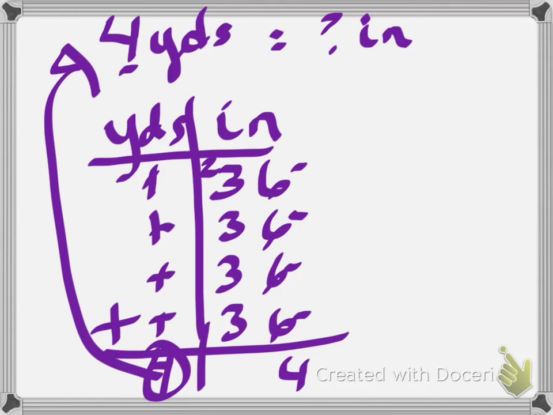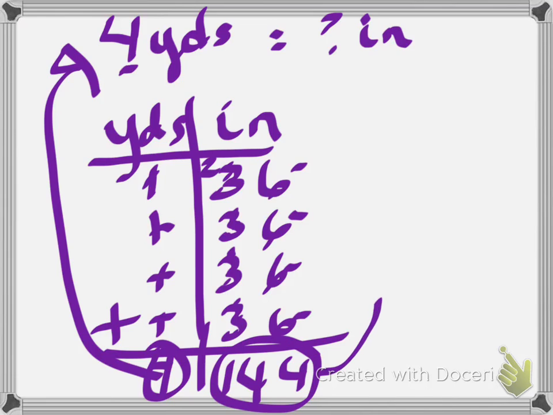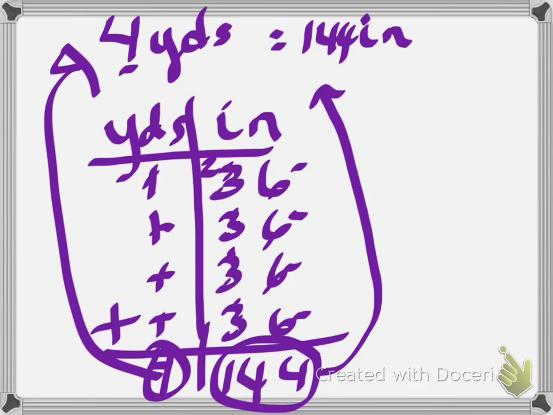And then we have 1, 2, 3, 4, 5, 6, 7, 8, 9, 10, 11, 12, 13, 14. So our answer is 4 yards equals 144 inches. If you got that one right, go ahead and give yourself a pat on the back.